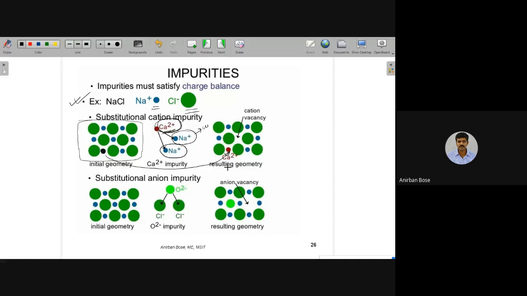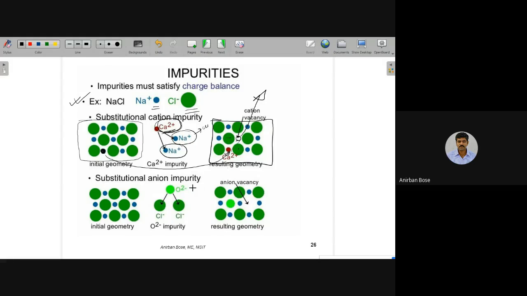So in that case, if you remove one of the sodium out of the crystal, still it will be electrically neutral, because corresponding to that sodium, calcium 2+ ion will supply electrons to the chlorines. So in this way, the vacancy that will be created is a cation vacancy.